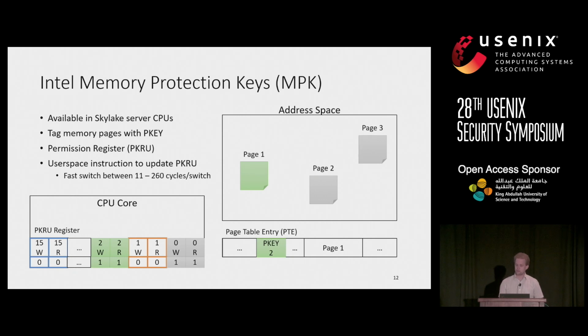In our experiments, we observed a single switch to take between 11 and 260 cycles, depending on the pipeline state of the CPU. The fastest page table switch based on VMFUNC takes at least 330 cycles in our experiments. And after we updated the permission register, data of a page simply becomes available. So using memory protection keys, an application can divide its address space in up to 16 memory domains and selectively grant access with relatively little overhead.